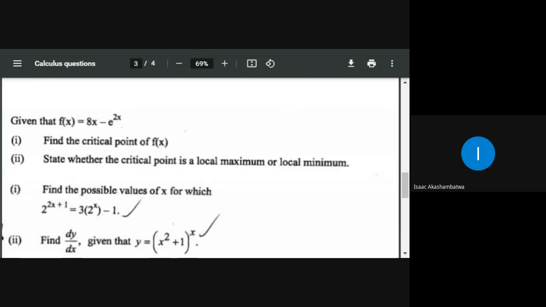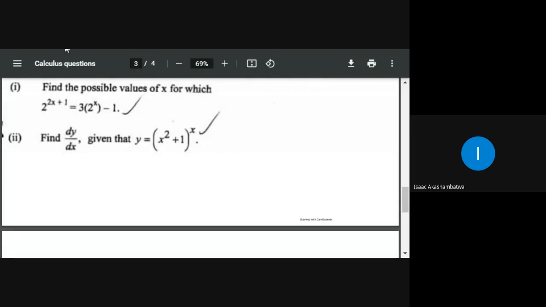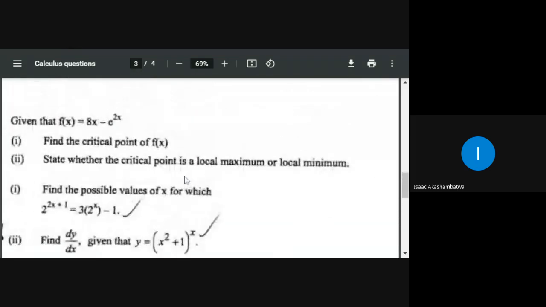Okay, the question is: find the critical point of the function of x. State whether the critical point is a local maximum or local minimum. Find the possible values of x for which 2 to the power 2x plus 1 is equal to 3 to the power 2 to the power x minus 1. Find dy/dx given that y is equal to... anyone, you can just pick any question. Those are the questions on the screen.